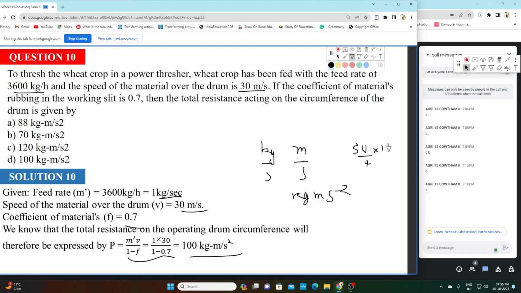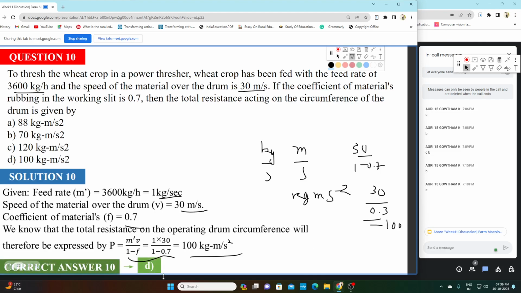Sorry, I made a mistake. 30 divided by 1 minus 0.7, so 30 divided by 0.3. Your answer will come to 100 kg meter per second square. So option D is your correct answer.